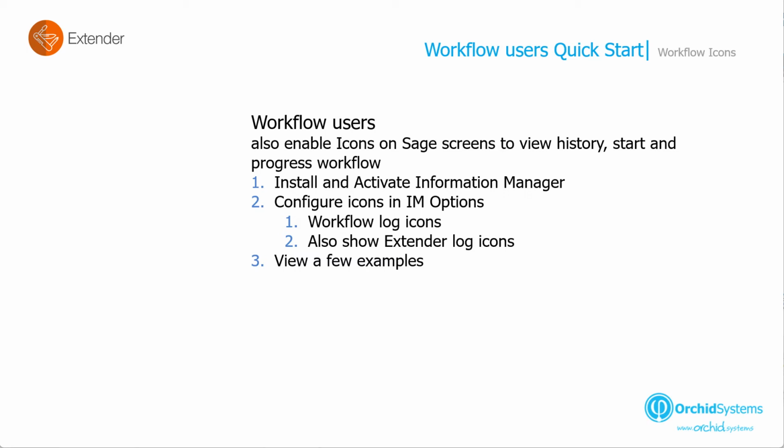So in this next example, we're going to activate Information Manager, and we're going to configure an icon onto the OE order screen so that we can see which workflow instances are in progress and even progress a workflow instance from the OE order entry screen, just as we could with the workflow console. And we're also going to have a look at the logging icon and configure that around the AR customer screen.